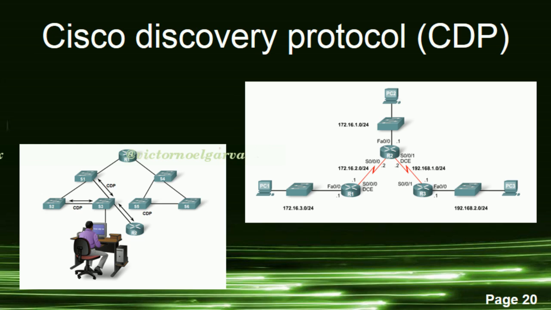In our chapter Topology, we can see the following CDP neighbor relationships. R1 and S1 are CDP neighbors. R1 and R2 are CDP neighbors. R2 and S2 are CDP neighbors. R2 and R3 are CDP neighbors. R3 and S3 are CDP neighbors.